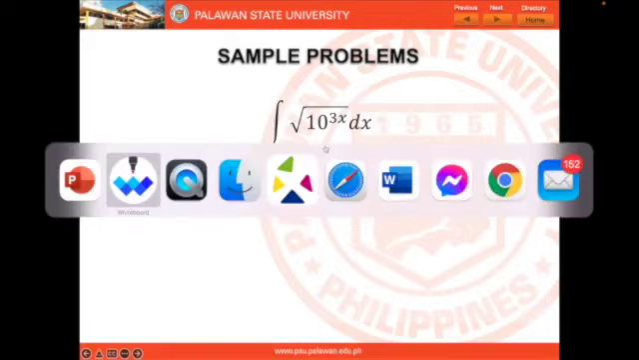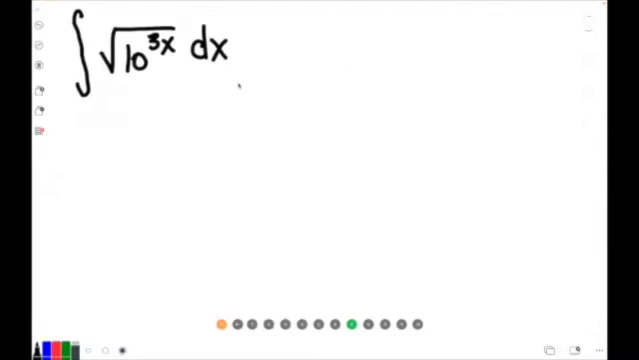Okay, so the problem is written here, the square root of 10 raised to 3x dx. For this one, it would be easier if we express this radical symbol in fractional form, which we wrote down initially at the start of this lesson, how to write a radical with an exponent in fraction form. So we have 10 raised to 3/2 of x dx.